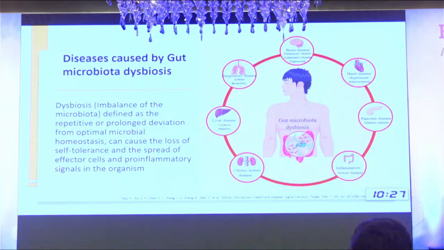Diseases caused by gut microbiota. There are so many diseases which can occur. Type 2 diabetes is one among them. Obesity is one among them. Metabolic syndrome is one among them. Now we are also looking towards metabolic associated fatty liver disease. Previously, it was called non-alcoholic fatty liver disease, the terminology of which has been recently changed. Imbalance of microbiota is defined as repetitive or prolonged deviation from optimal microbial homeostasis and causes the loss of self-tolerance and spread of effector cells in pro-inflammatory signaling.